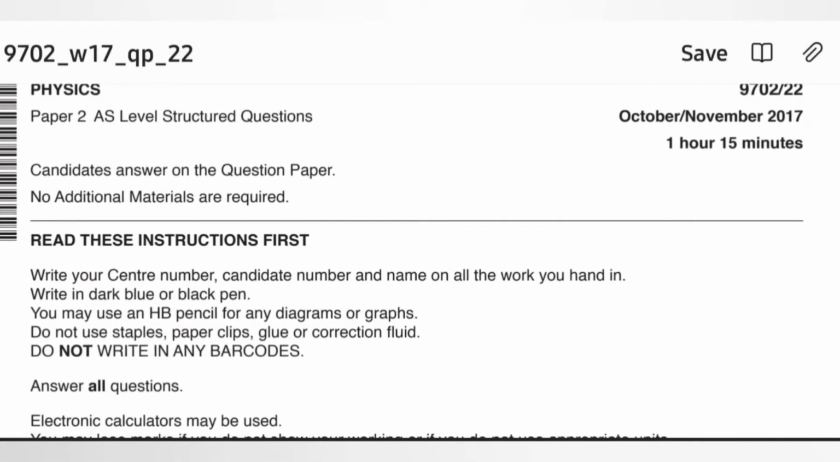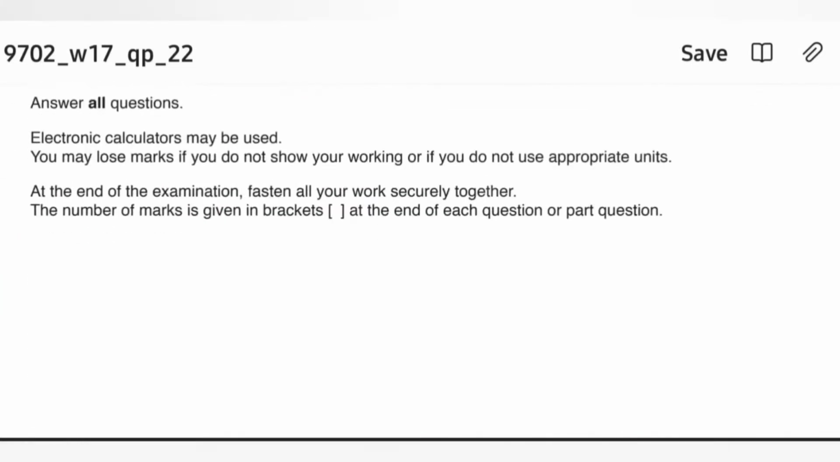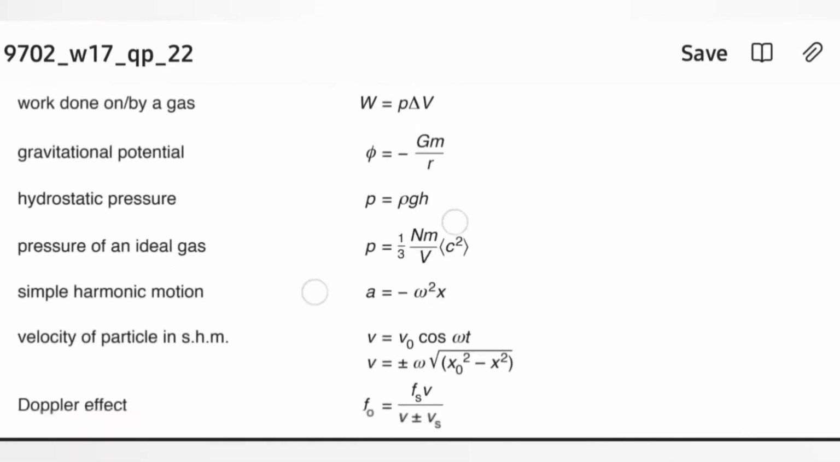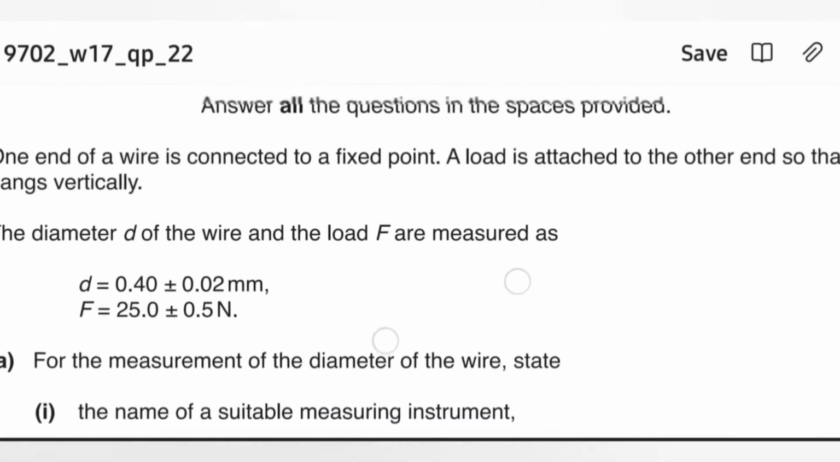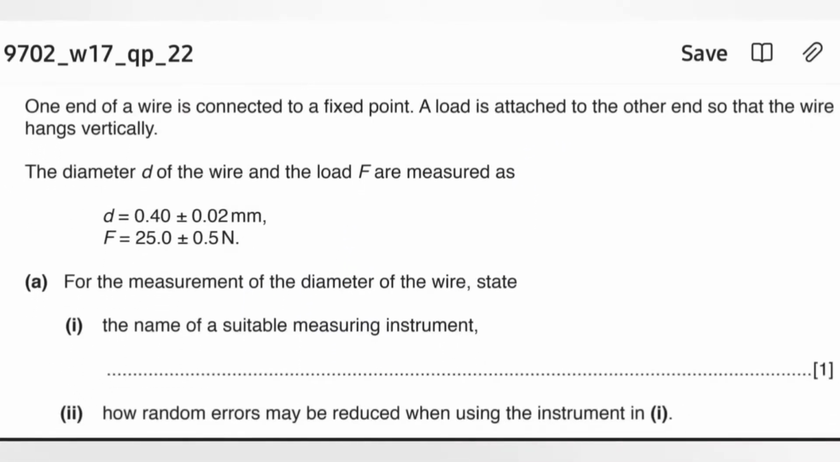Hi, so we're going to be solving paper 9702, October/November 2017, paper 22. Okay, so question 1. One end of a wire is connected to a fixed point.